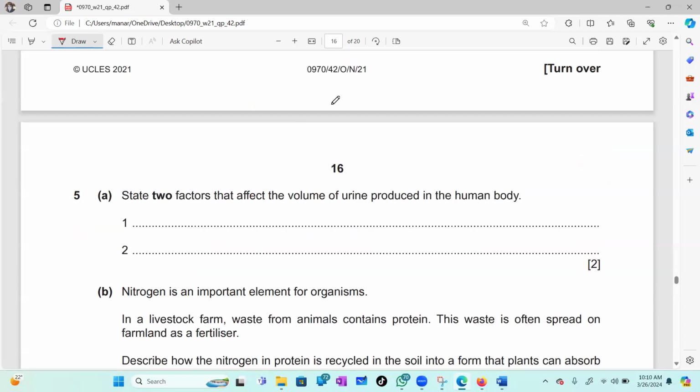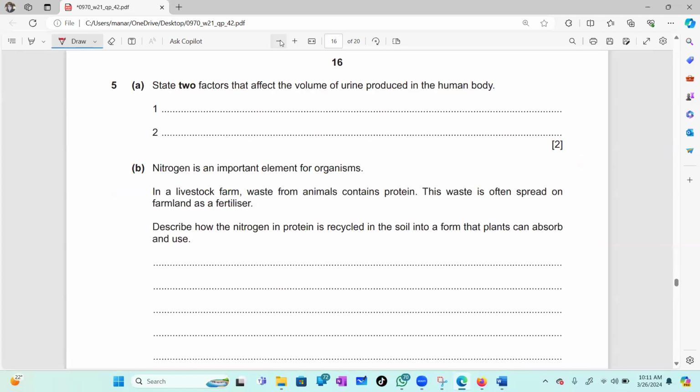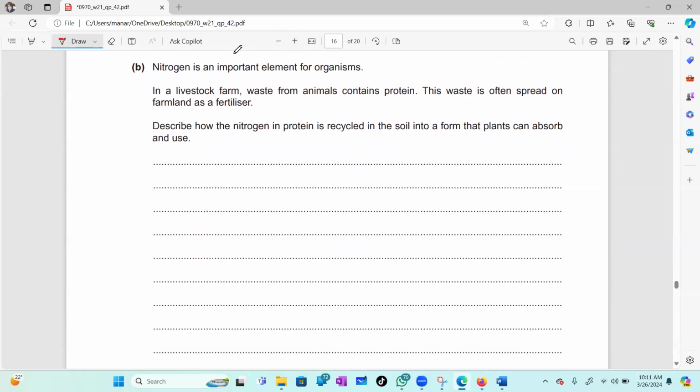And then state 2 factors that affect the volume of the urine produced in the human body. This was an easy one. The water intake. Of course, how much water you drink. What else? Well, temperature. Yes, how much you sweat or exercise or the surrounding temperature. This is also going to affect the urine. What other things could affect the urine? In case they want more than 2 factors: protein intake, glucose intake if you're diabetic, salt intake. All these are factors that will affect the urine.